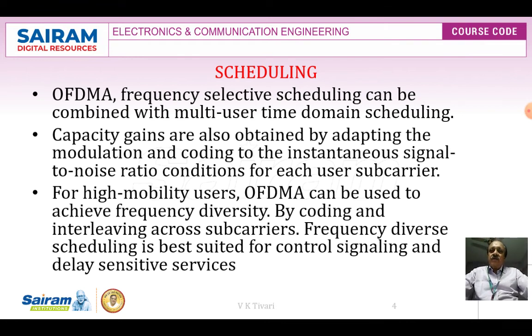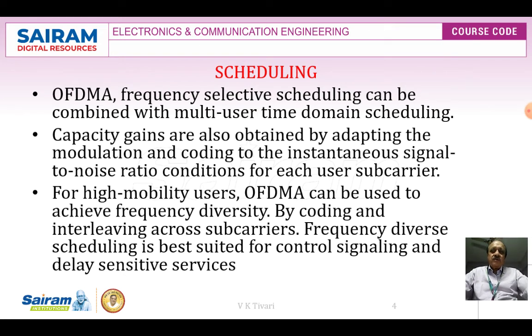OFDMA frequency selective scheduling can be combined with multi-user time domain scheduling that we have seen above. Capacity gains are also obtained by adapting the modulation and coding to the instantaneous signal to noise ratio, which is increased. When the noise is less, definitely the power of the signal will increase, and so the efficiency increases, also according to the condition of each user subscriber.